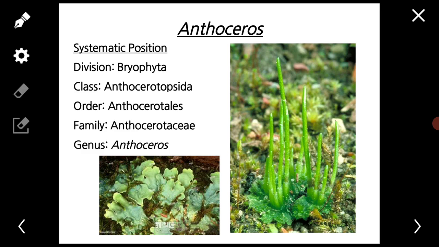The systematic position of Anthoceros: it belongs to the division Bryophyta, class Anthocerotopsida, order Anthocerotales, family Anthocerotaceae, genus Anthoceros. The genus Anthoceros includes more than 200 species, out of which about 32 have been reported from India.